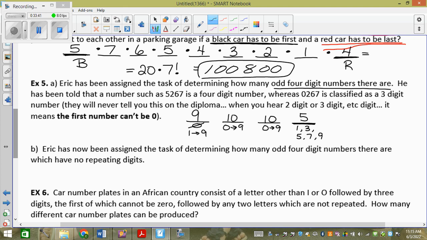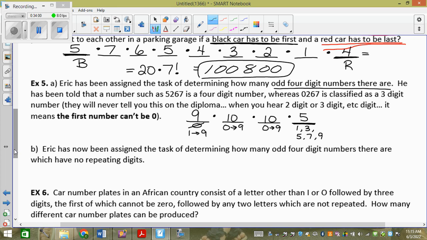So, I need you to do better than me, and I need you to understand why. So, I have 1 option, 1 option, 1 option, 1 option. I had 9 options for this blank, 10, 10, and 5, but I picked 1 number here, 1 number here, 1 number here, 1 number here. So, it's still only 4 numbers. Why am I multiplying them?